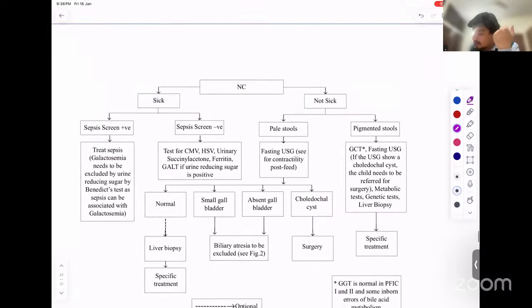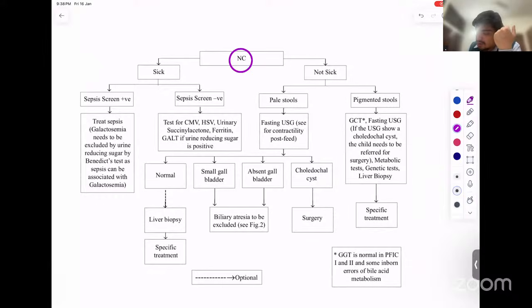And this is the algorithm. A child has come to you with neonatal cholestasis. Child is not sick, and here they have given child is stable. Child is having pale stools. The next thing that you do is you do an ultrasound. Remember, HIDA is an obsolete investigation nowadays.